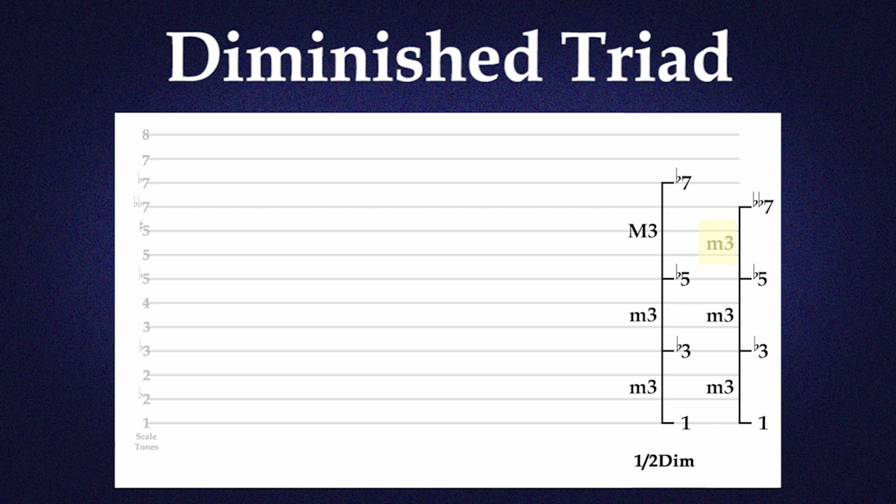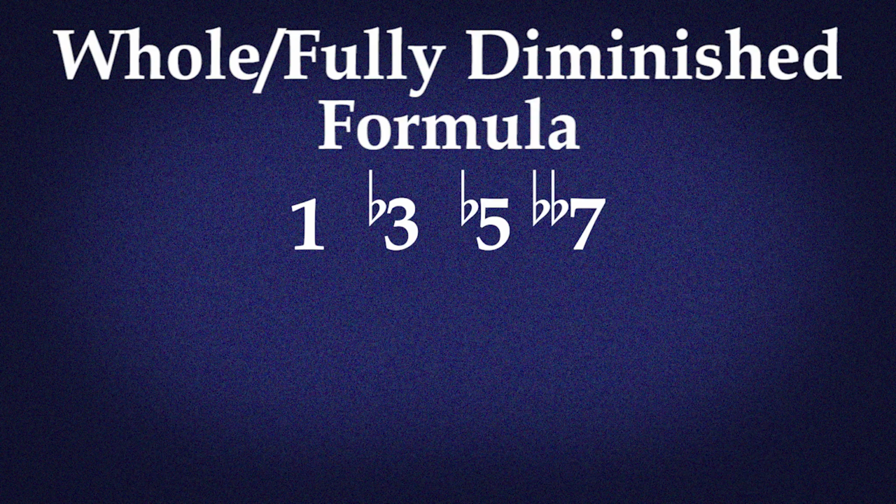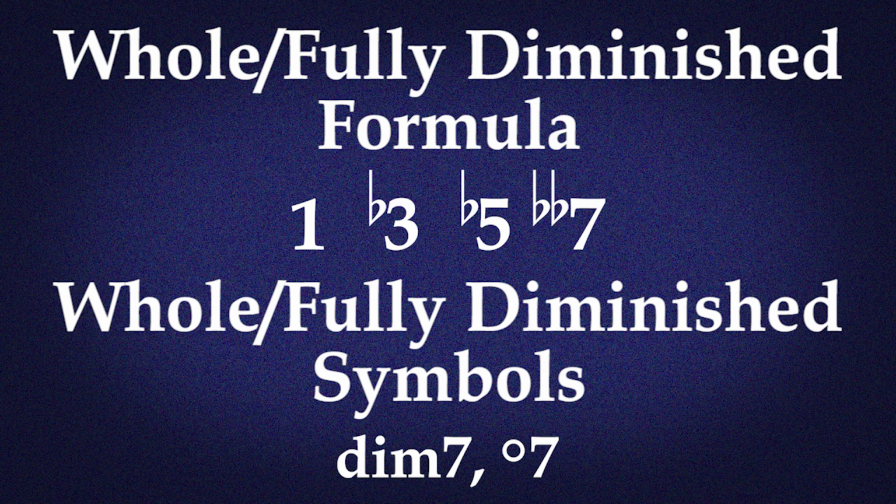If you remember during our interval lesson, we discussed the idea that lowering a minor interval by a half step makes it a diminished interval. This is the case in which that happens most often. This chord is called a fully or whole diminished chord or a diminished seventh. Its formula is 1, flat 3, flat 5, double flat 7. It is labeled with a circle followed by the number 7.